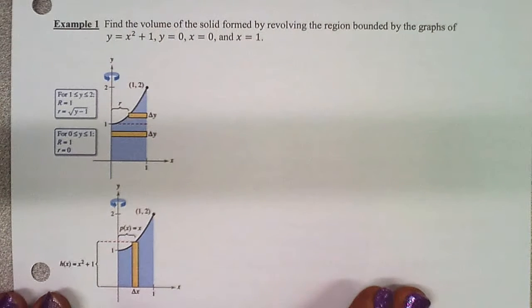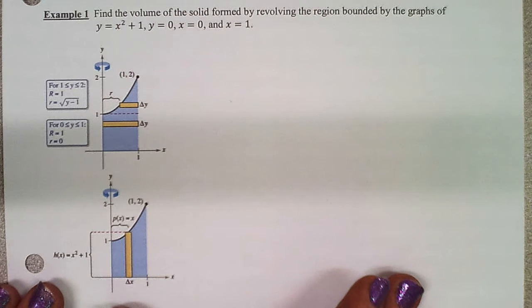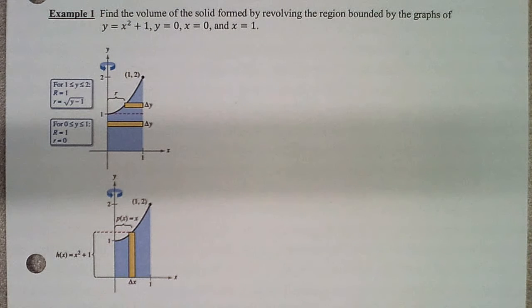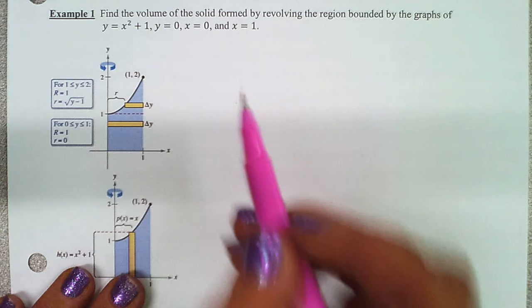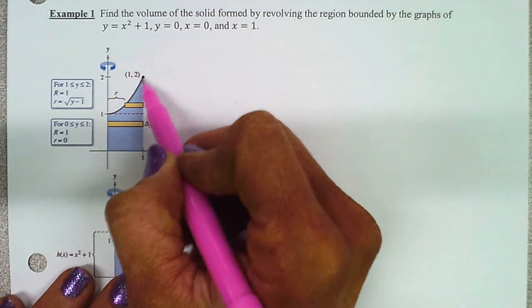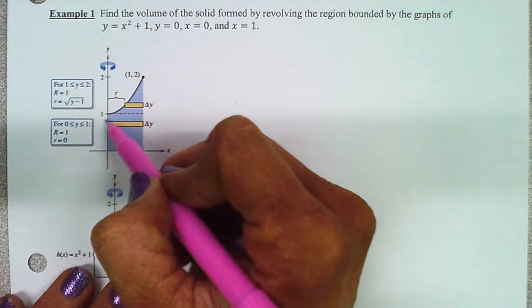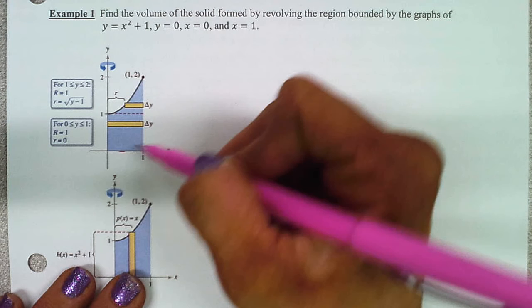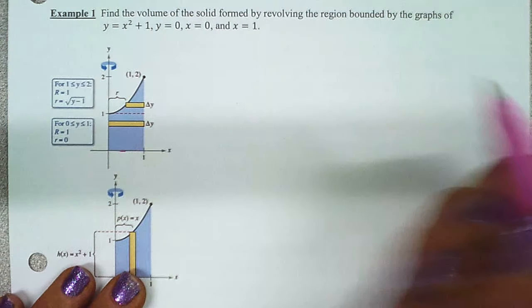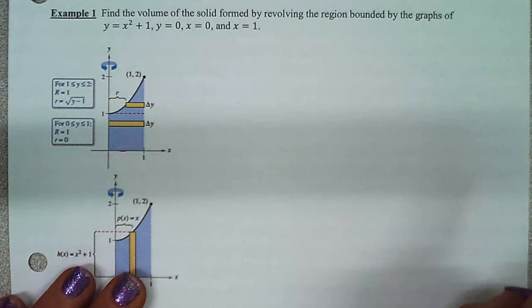All right, so we're going to run through a couple of examples looking at the difference between the 2 methods and when to use each, and just a little bit more practice on solving each of these. So the first one says we're supposed to find the volume of the solid formed by revolving the region bounded by the graphs of y equals x squared plus 1, y equals 0, x equals 0, and x equals 1. So here is our y equals x squared plus 1. The x-axis is your y equals 0, the y-axis is x equals 0, and then this line here is your x equals 1 line. So it bounds this blue shaded region.